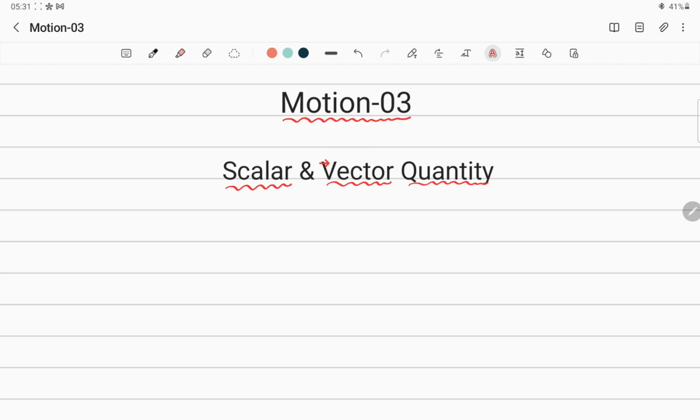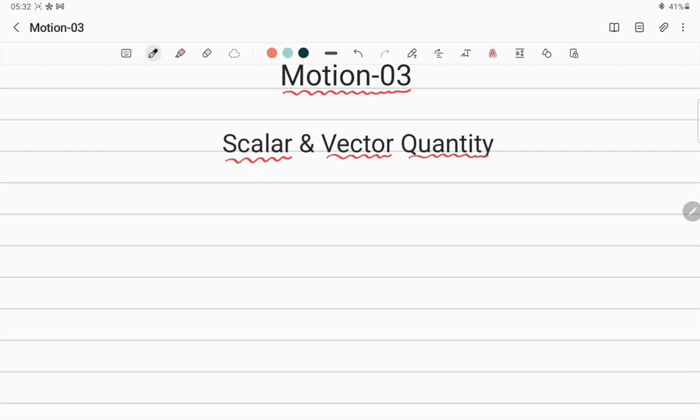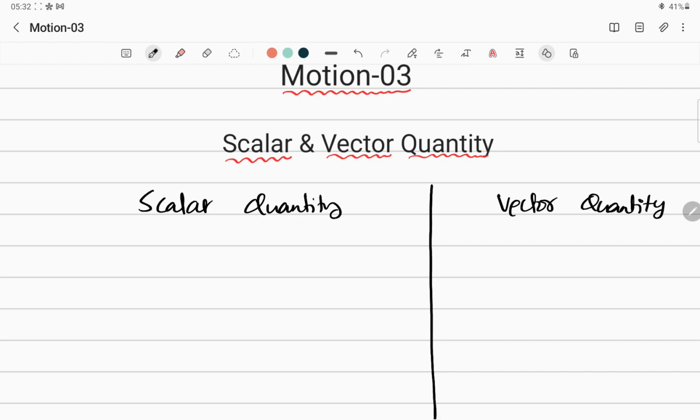Motion 3, we have reached the concept of scalars and vectors, right? I told you in the second video that I'll be coming up with a new video on scalars and vectors. What are the differences between scalar quantity and vector quantity? I will take you on this journey. All right, let's see some of the differences.